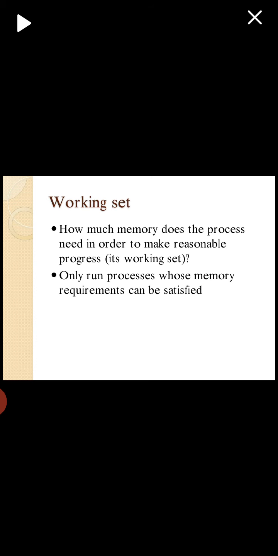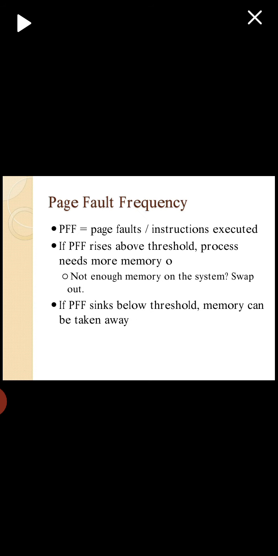Working set. How much memory does the process need in order to make reasonable progress? That is its working set. Only run a process whose memory requirement can be satisfied. Page fault frequency is represented through page faults and instructions executed. If it rises above a threshold, the process needs more memory; if there is not enough memory on the system, swap out. If page fault frequency sinks below the threshold, memory can be taken away.